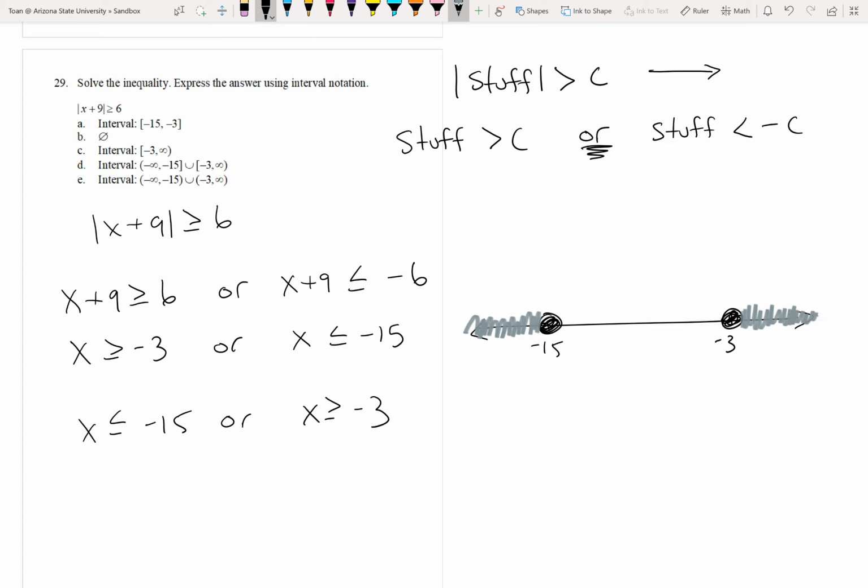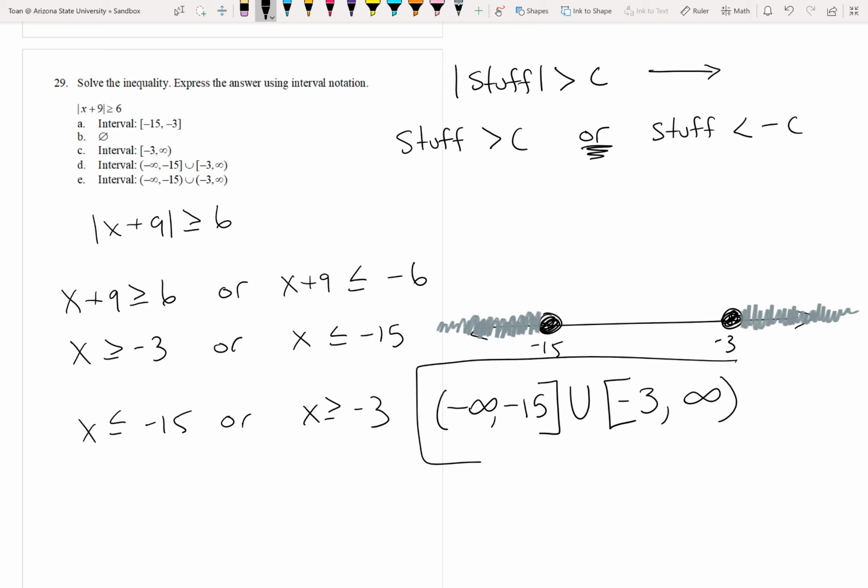Interval notation describes these shadings here, so hopefully everyone can see that this left shading will go on forever to the left, which is negative infinity, comma, and then it's going to stop at negative 15. Infinities are always open, that 15 is closed. I do have my other interval, the right interval, so I need a union. This right interval starts at negative 3 and it's closed, comma, and hopefully we can see that the shading will go on forever to the right. So forever to the right is positive infinity. That should be the solution set to this inequality, which is choice D here.